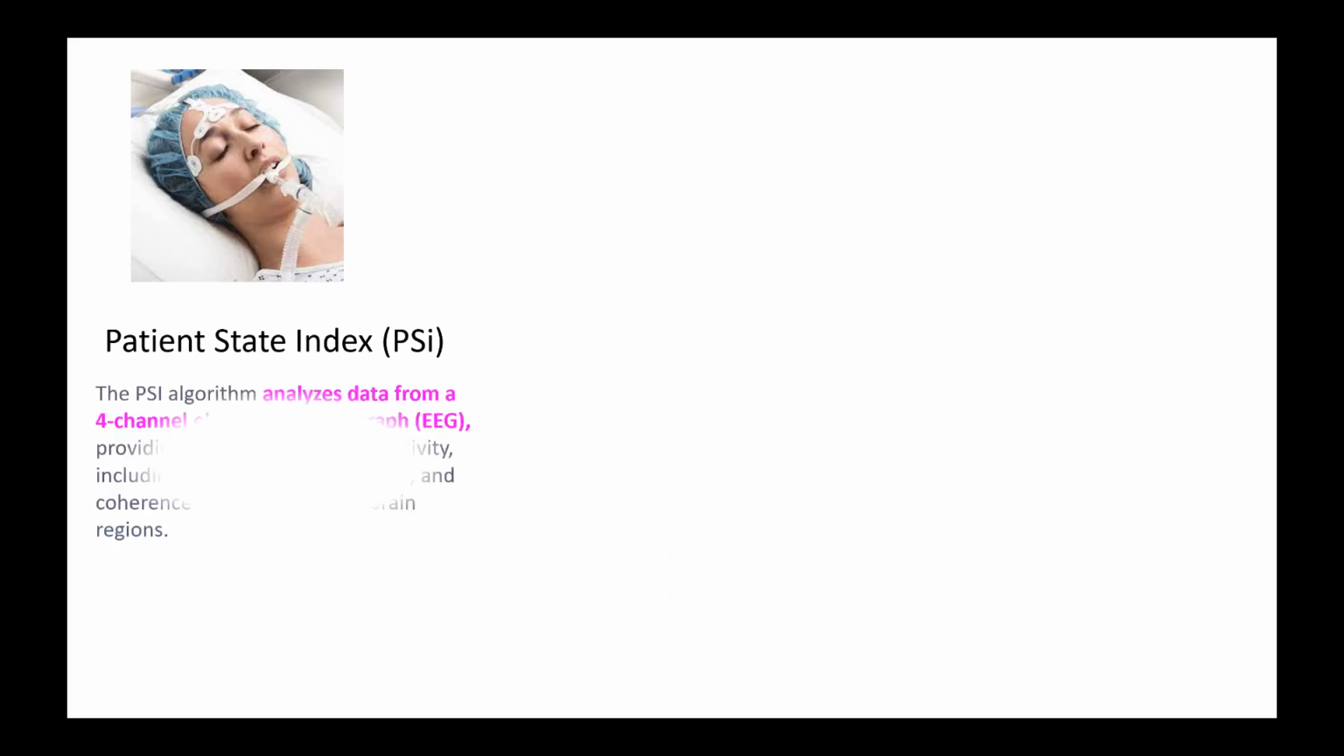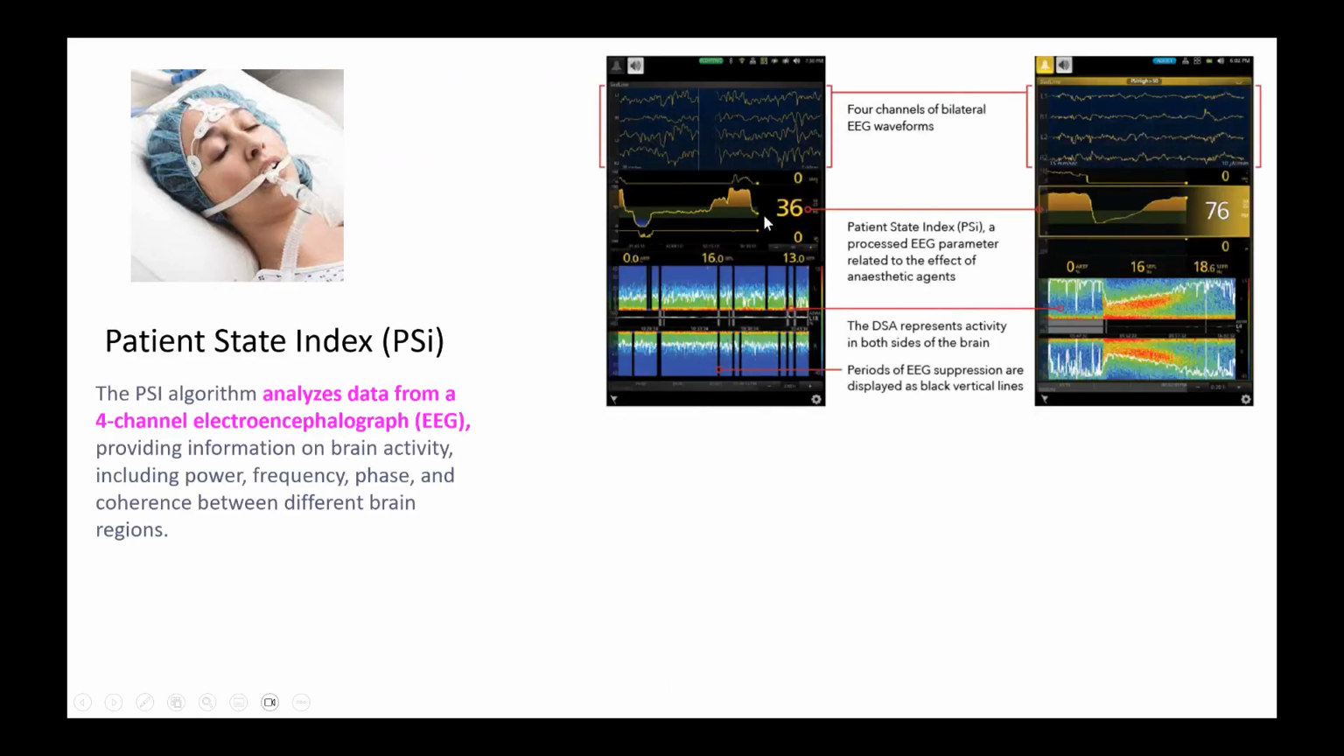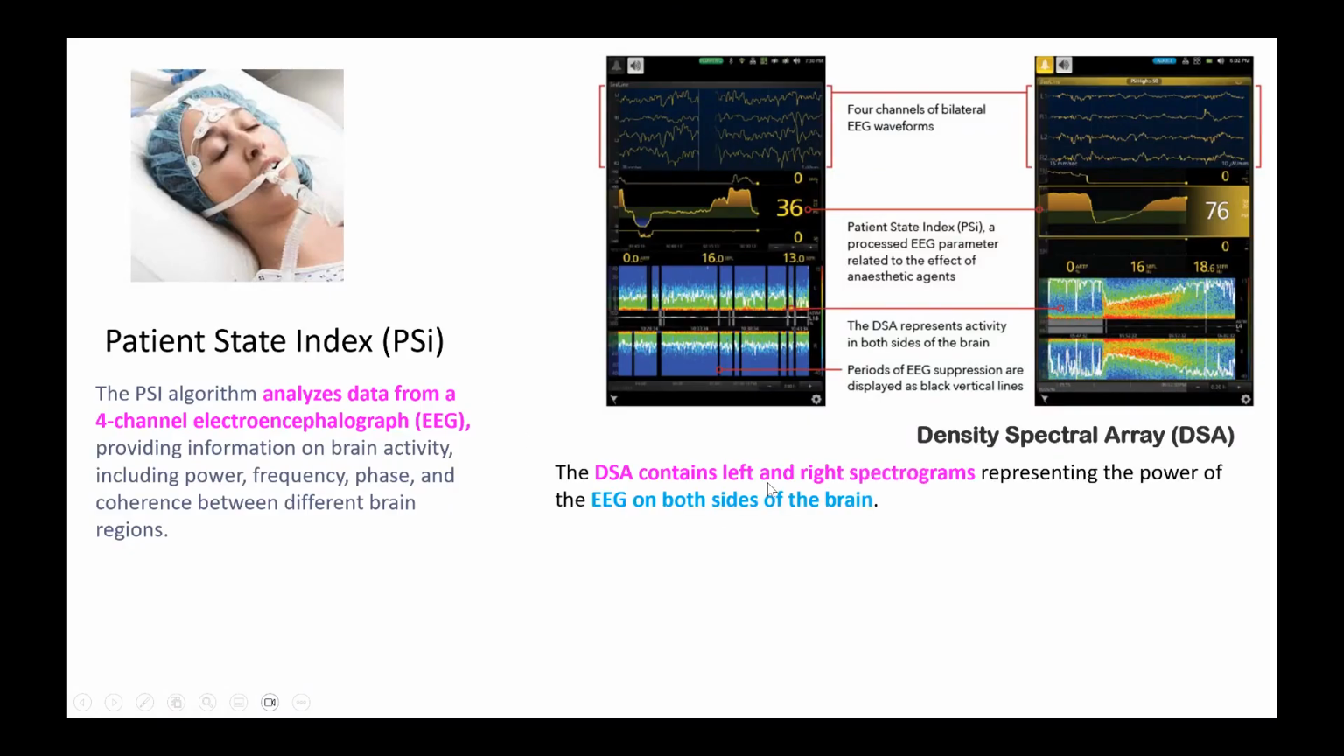And this patient state index is a monitoring system which analyzes data from 4-channel electroencephalogram. Unlike your single-channel EEG which we saw in the earlier machine, this analyzes a 4-channel electroencephalograph. And this is how the whole monitoring screen will be showing. And it also assesses what is called the density spectral array activity, and it individually assesses the right and left side of the brain. That is another important advancement that has taken place in this. And DSA contains left and right spectrograms on both sides of the brain.